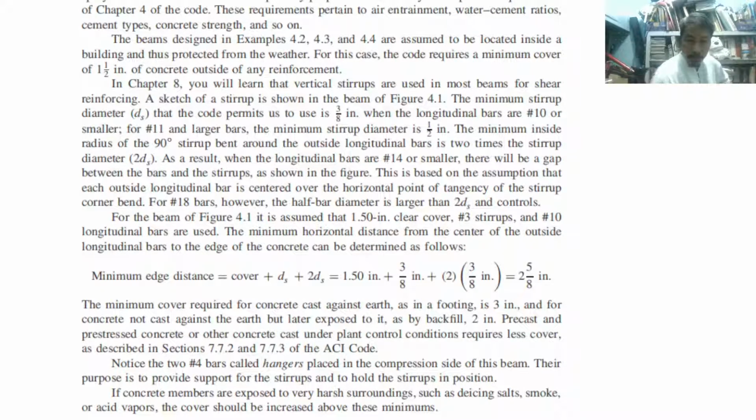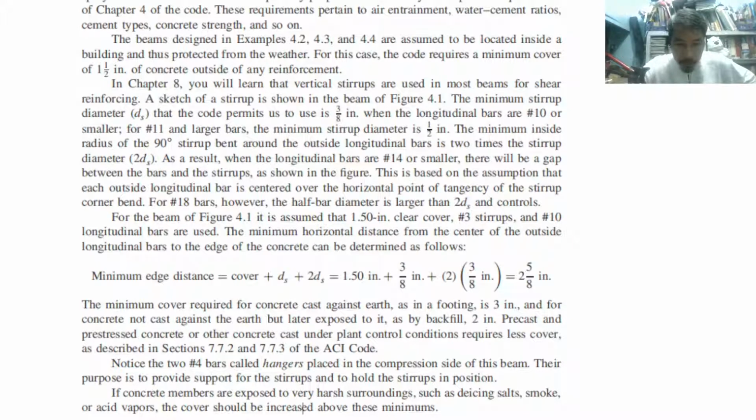So this is how to determine the minimum edge distance. We are computing the concrete cover. That is not a guess, not a wild guess. There is an actual computation. Minimum spacing of bars also states that the clear distance between parallel bars cannot be less than 1 inch, or less than the nominal bar diameter. So that is the minimum.